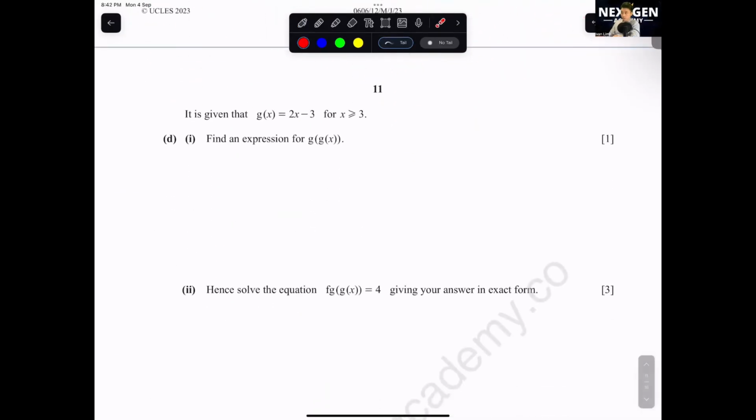Okay, question D1. I think this one is pretty easy. Do the composite function g of 2x minus 3. Here you get 2x minus 3, minus 3: 4x minus 6 minus 3, which gives 4x minus 9.